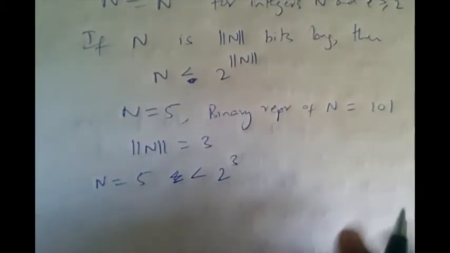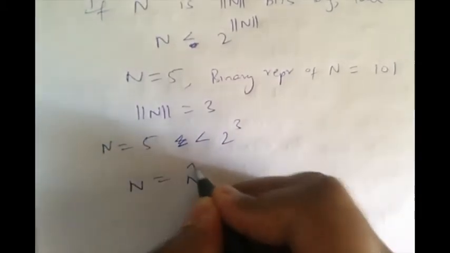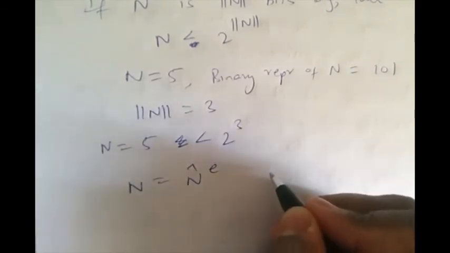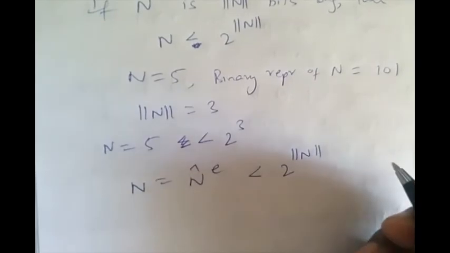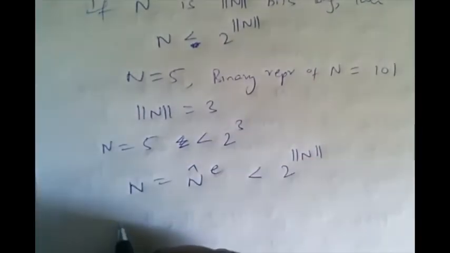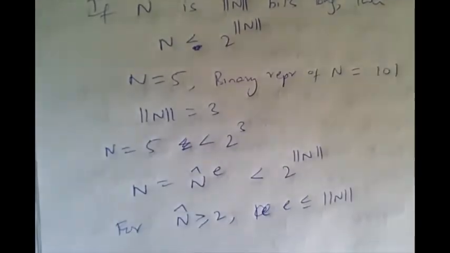So now if n is equal to some n hat raised to e, and that is less than 2 raised to the number of bits in n, this means that for n hat greater than or equal to 2, this exponent has to be less than or equal to the number of bits in n.